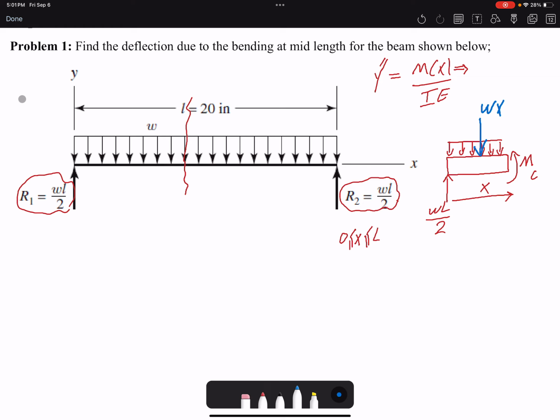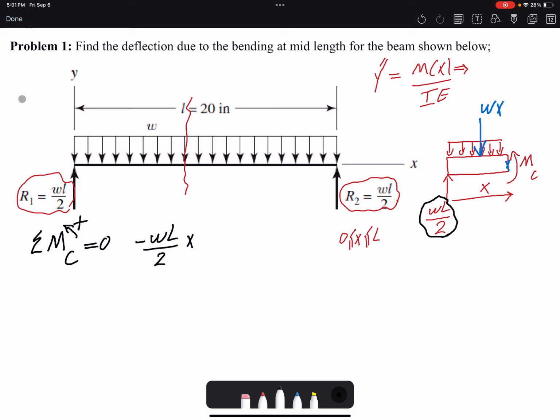So I'm going to write a summation of moment at the point of cut. I'm going to assume counterclockwise to be positive. This load is creating a moment. It's going to be clockwise, so it's going to be negative WL over 2. The moment arm is x.